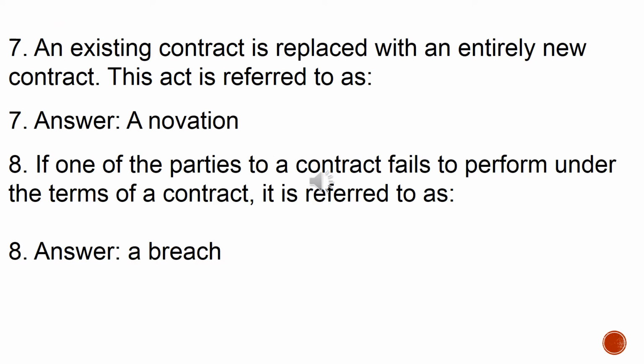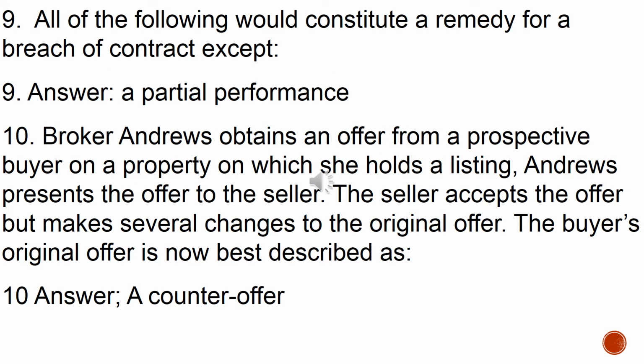Question number 7. An existing contract is replaced with an entirely new contract. This act is referred to as? A novation. Question number 8. If one of the parties to a contract fails to perform under the terms of a contract, it is referred to as? Answer: a breach. Question number 9. All of the following would constitute a remedy for a breach of contract except? Answer: a partial performance.